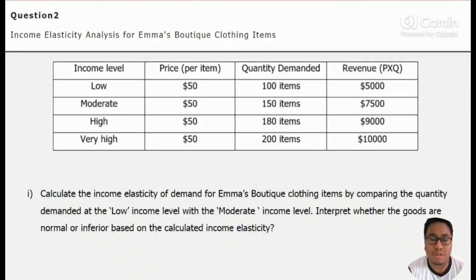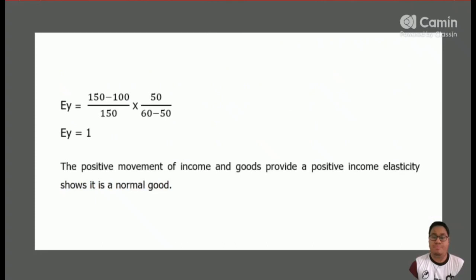So question 2 provided a table that's required to calculate the income elasticity, and we are going to interpret whether the goods are normal or inferior based on the calculated income elasticity. So the calculation is 150 minus 100 divided by 150 times 50 divided by 60 minus 50. So we got the elasticity value of 1. It shows that the positive movement of income and goods provides a positive income elasticity and shows it is a normal good.